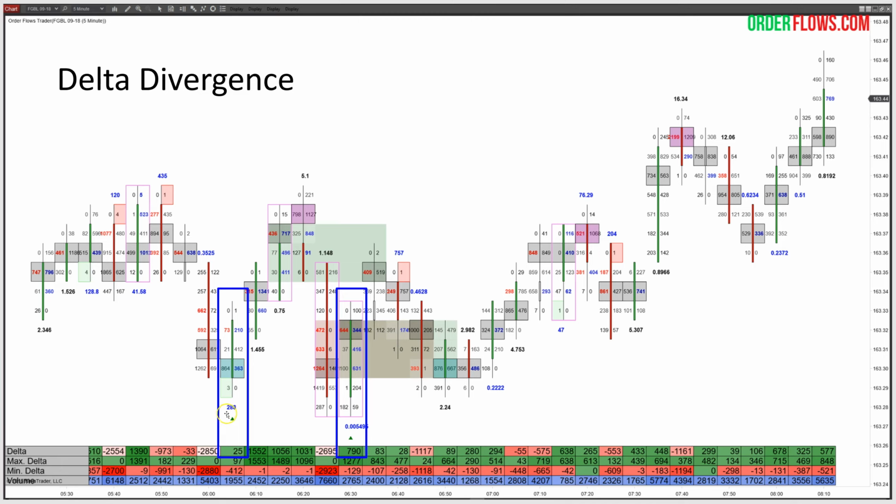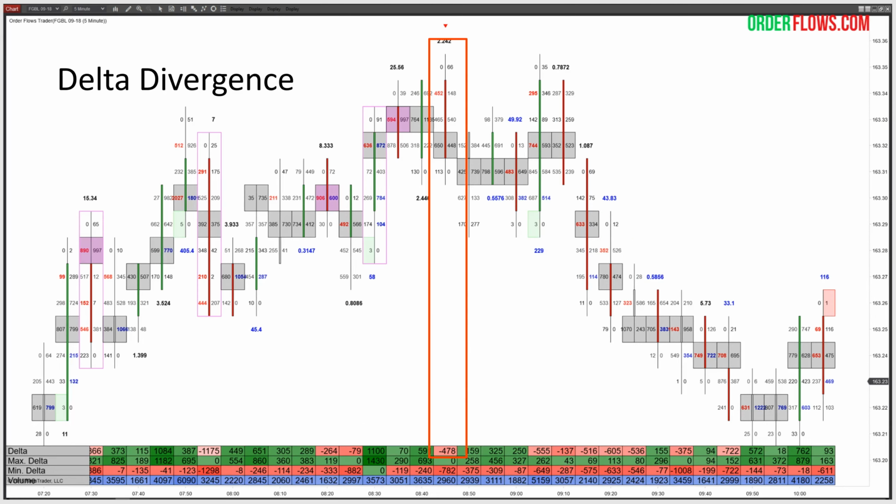Now, I'm not going to talk about these numbers here, these ratios. This is unique to my Order Flows Trader software, and when combined with the divergence, it is a very powerful trading signal. But you're taught all about that when you get my software.